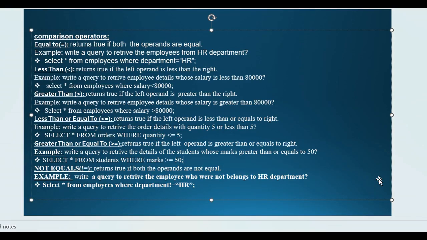So we have different types of comparison operators: equals to, less than, greater than, less than or equals to, greater than or equals to, not equals to. They are common in many programming languages, and they show whether the values are equal or different. They help to check the conditions. So we'll see the remaining topics in the next class.